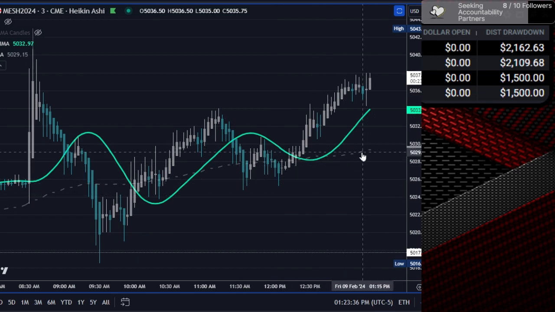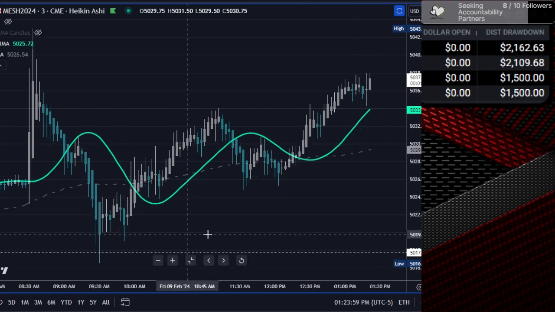And I like to keep it real dim also, since it's not my trading line. It's just something I'm watching to determine whether the market's bullish or bearish. So I call it my bull-bear line. Trades above it are more likely to work out if they're longs, and trades below it are more likely to work out if they're shorts.